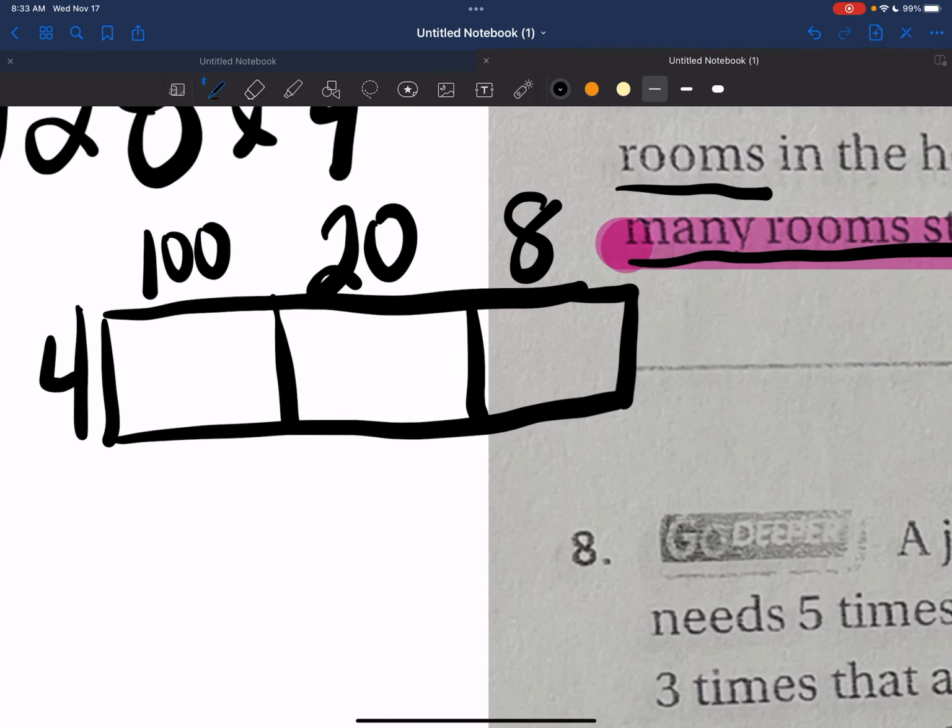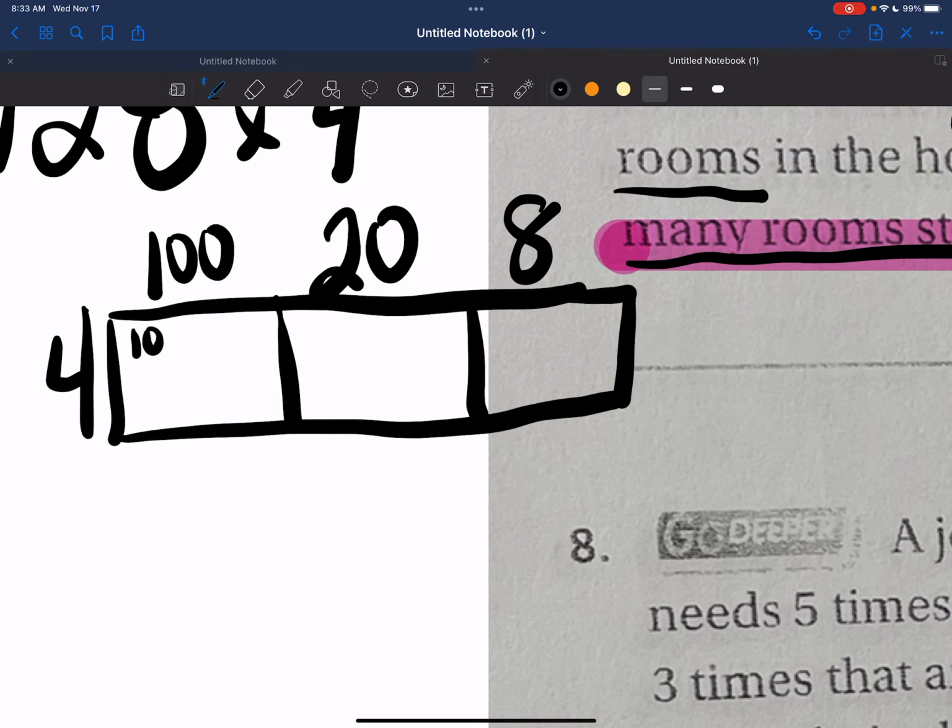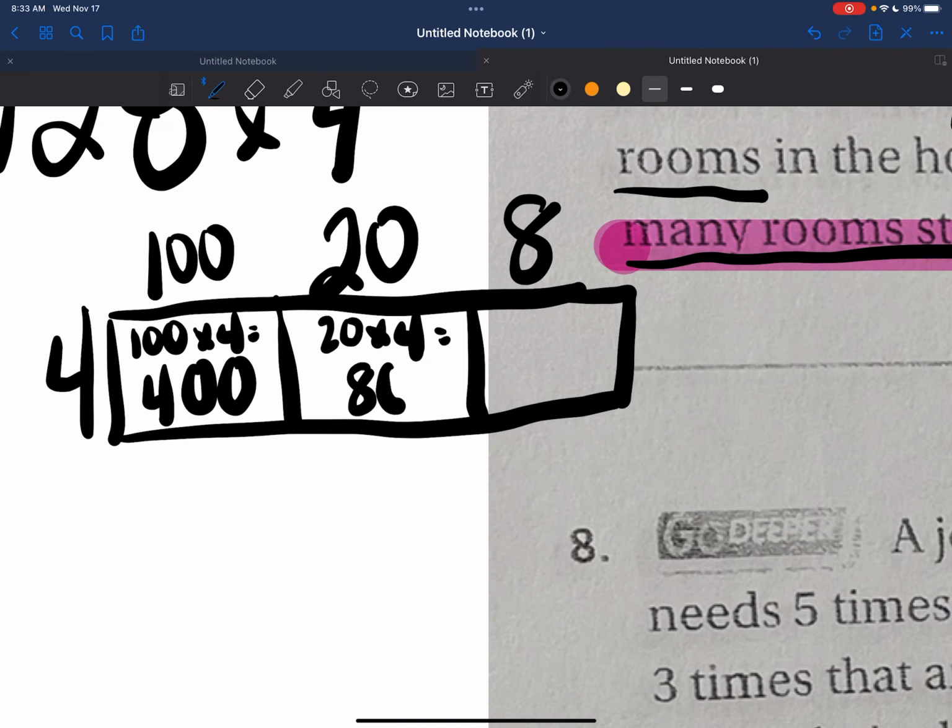Now let's solve in each box. First, we will do 100 times 4. Cover your zeros. 4 times 1 is 4. Add 2 zeros back. Move into your next box. 20 times 4. Cover your 0. 2 times 4 is 8. Add your 0 back. And then move into your last box. You are going to do 8 times 4 in this box. 8 times 4 is 32.